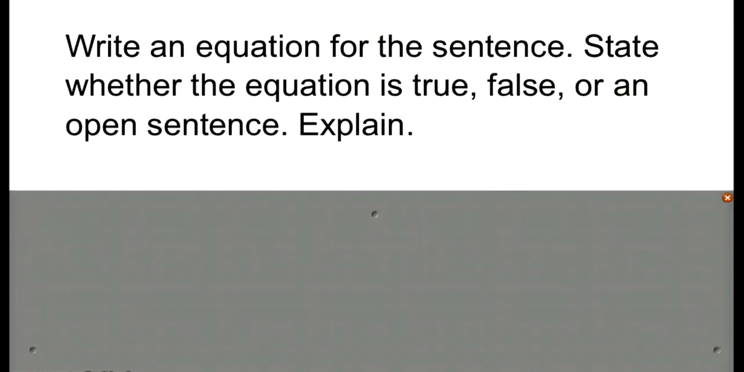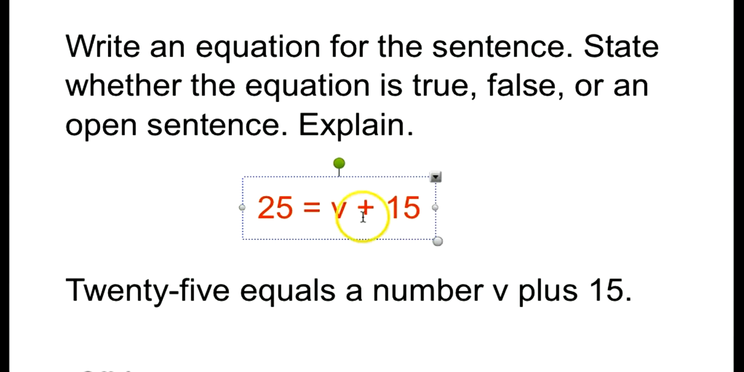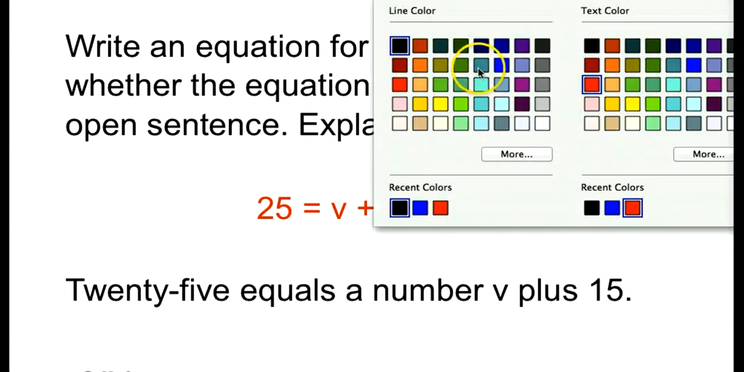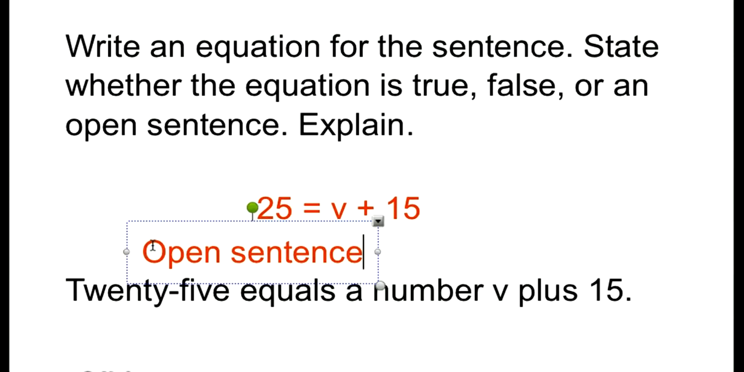We're going to write an equation for the sentence. State whether the equation is true, false, or an open sentence, and explain. So the first one that we're going to write is 25 equals a number b plus 15. Is this a true or a false statement? It's going to be an open sentence, and we're going to say that because there is a variable b.